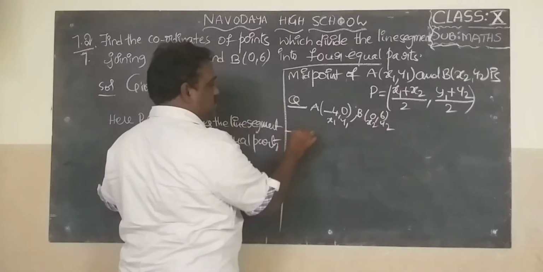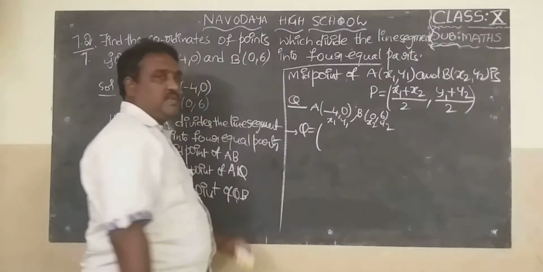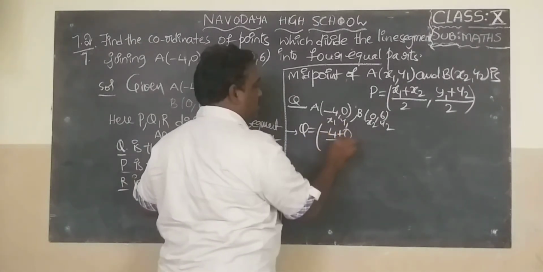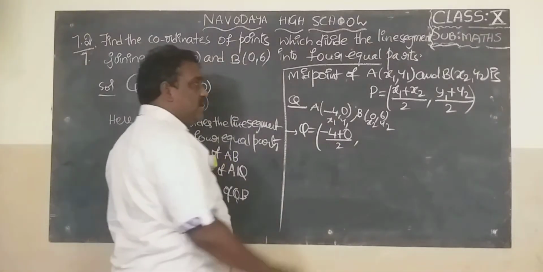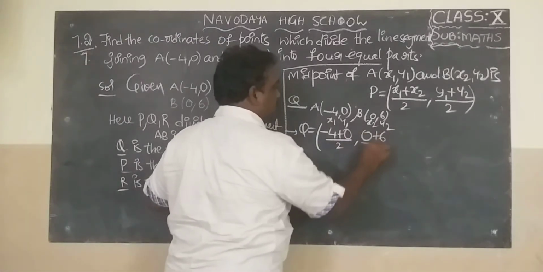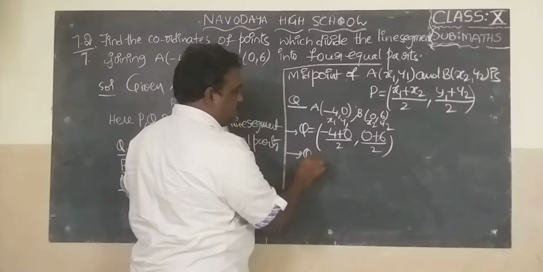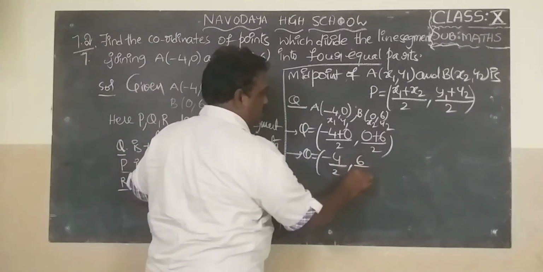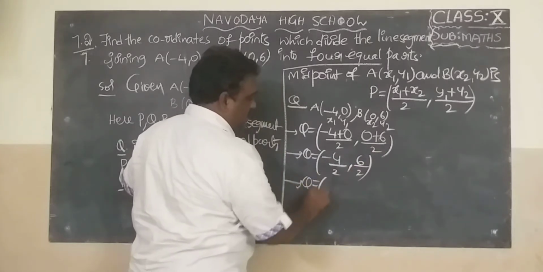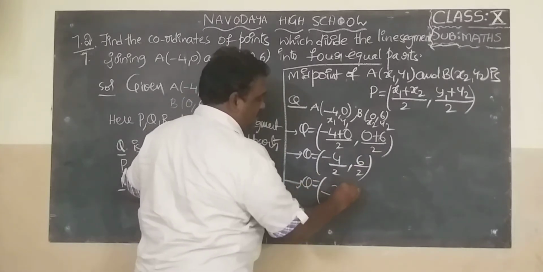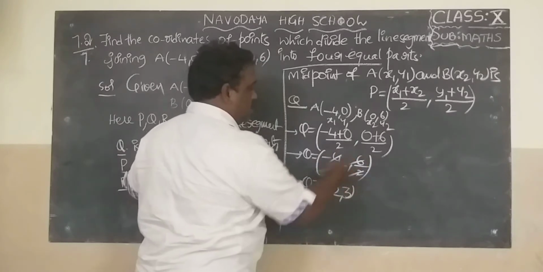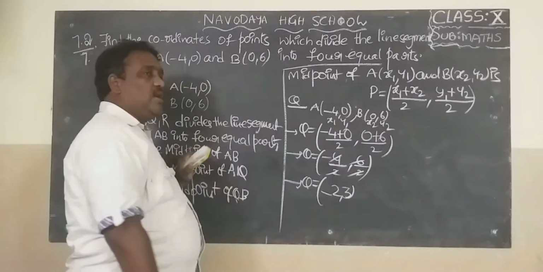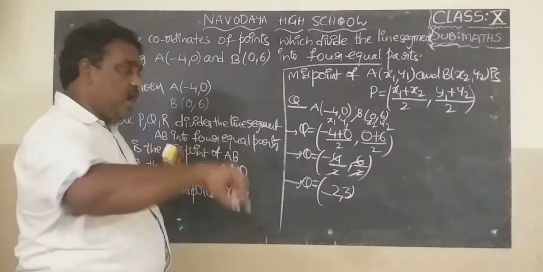Then substitute. Q equal to minus 4 plus 0 by 2 comma 0 plus 6 by 2. What is Q equal to? Minus 4 by 2, 6 by 2. Q equal to minus 2 comma 3. So that is Q. Then find out either P or R.